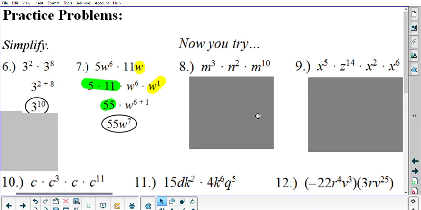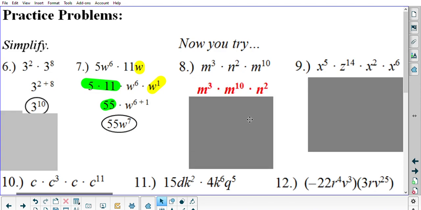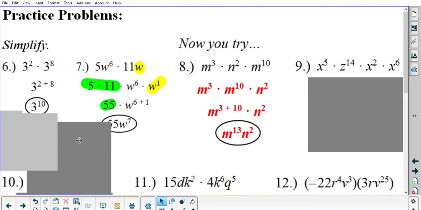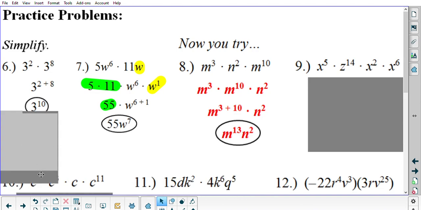All right, I hope you've done these problems on your own. Problem number 8, I would start by using the commutative property so you can get the m's next to the other m's, those like bases. Now with those like bases, you can add their exponents. The n is not a like base with the m, and that's why the n to the second stays as n to the second. Final answer, m to the 13th times n to the second.